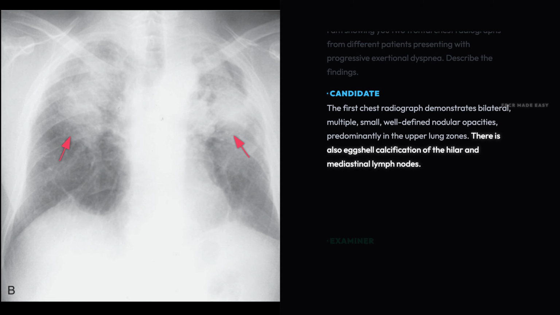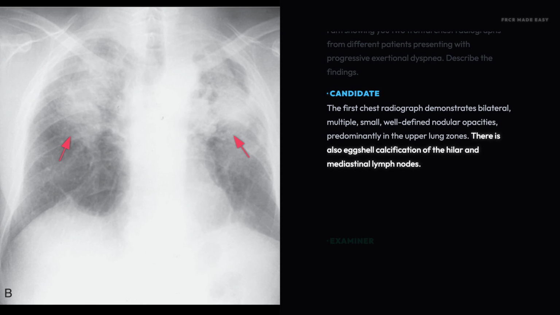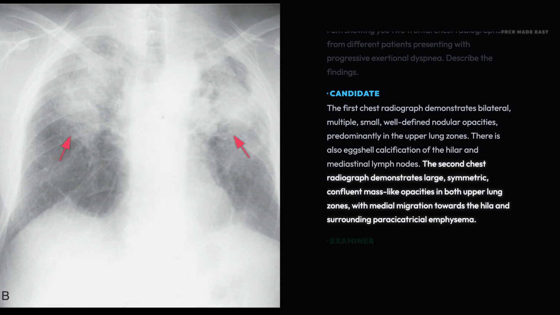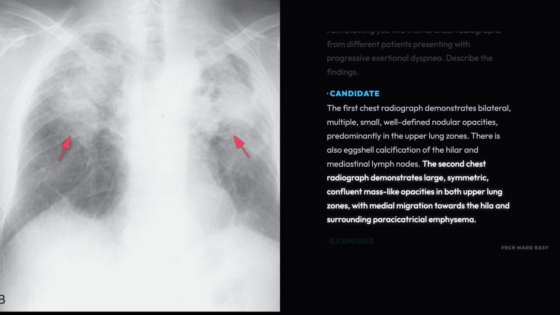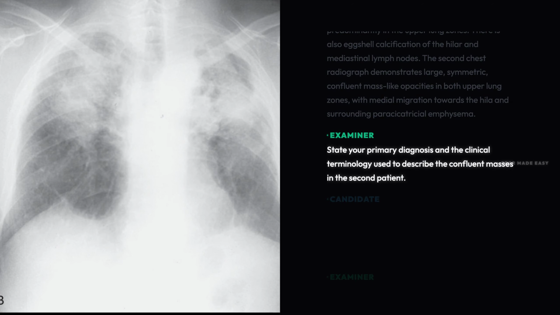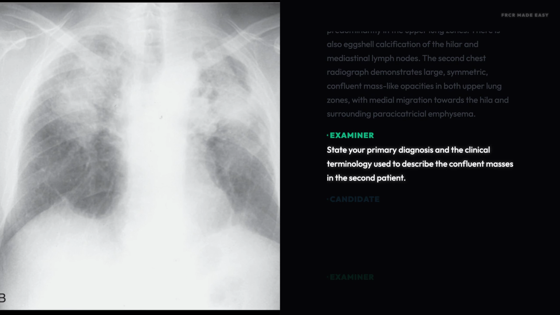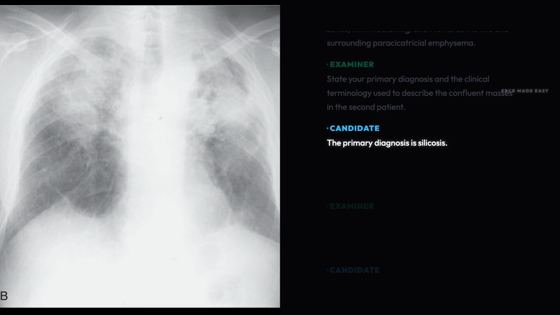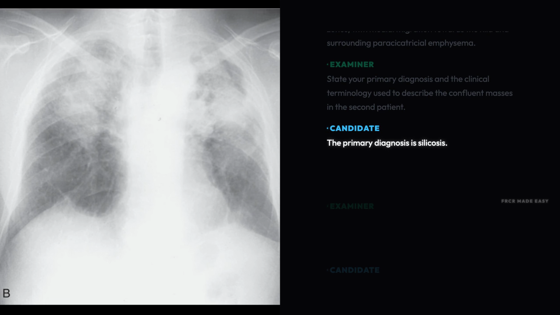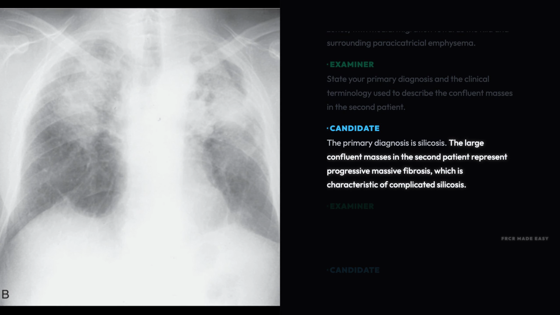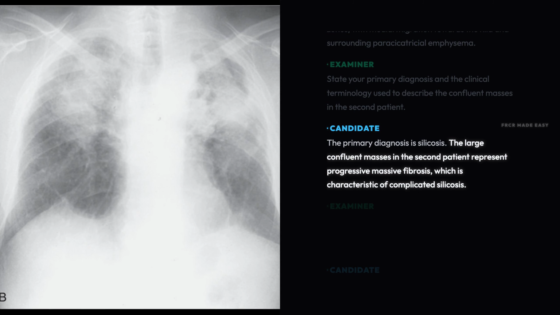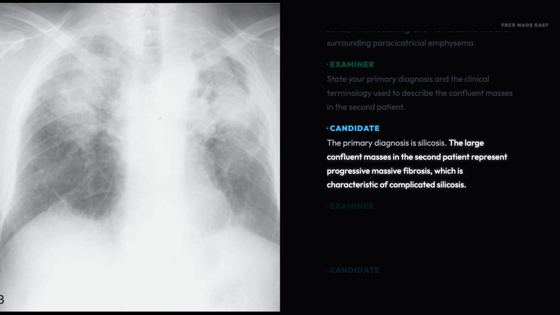The second chest radiograph demonstrates large, symmetric, confluent mass-like opacities in both upper lung zones, with medial migration towards the hila and surrounding paracicatricial emphysema. State your primary diagnosis and the clinical terminology used to describe the confluent masses in the second patient. The primary diagnosis is silicosis. The large confluent masses in the second patient represent progressive massive fibrosis, which is characteristic of complicated silicosis.